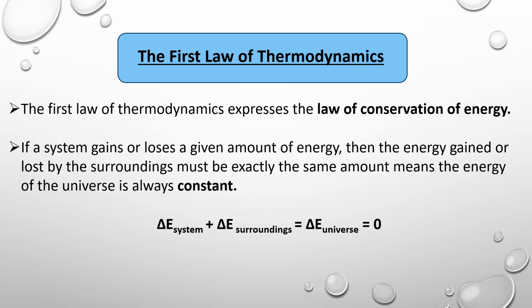The first law of thermodynamics expresses the law of conservation of energy. If a system gains or loses a given amount of energy, then the energy gained or lost by the surroundings must be exactly the same amount, meaning the energy of the universe is always constant. ΔE system + ΔE surroundings = ΔE universe = 0.